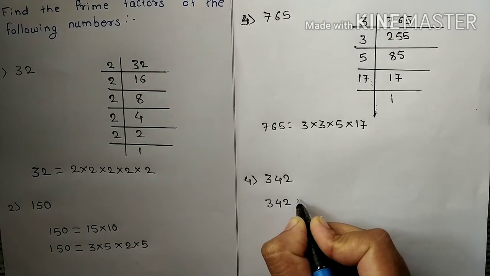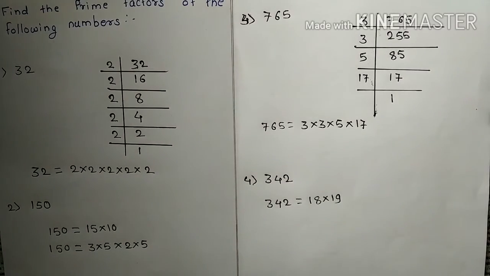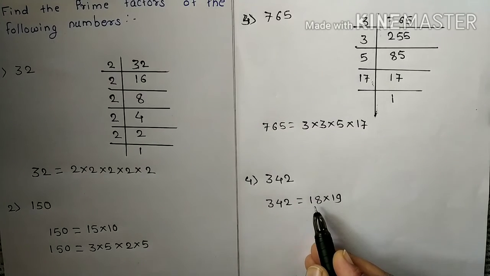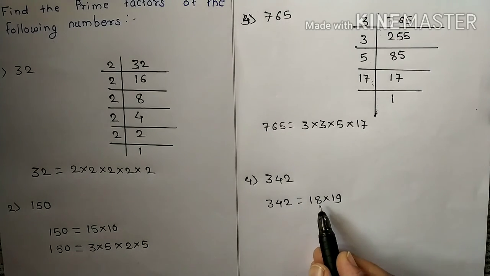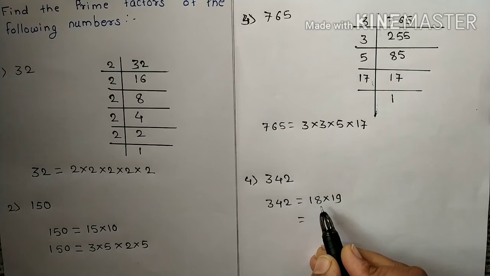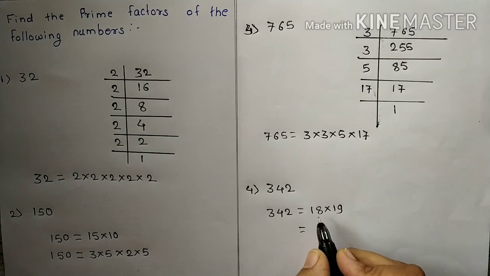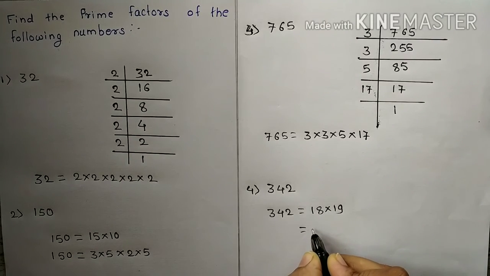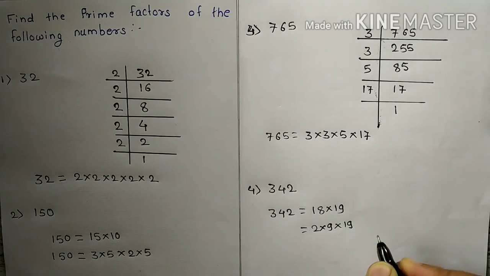342 is written as 18 into 19. 18 into 19 you get 342. So we can write in this way. See here, 18 is not a prime number, so we factorize 18. And 19 is a prime number, so we can write it as it is. And 18 can be written as 2 into 9, since 2 nines are 18. And write down 19 as it is.